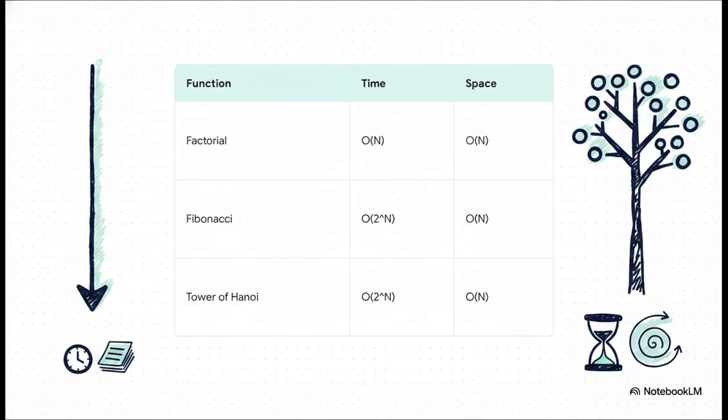But those multiple branching problems, like Fibonacci and the Tower of Hanoi, they literally explode into an exponential time complexity of O of 2 to the power of n, because every single node splits into 2 more nodes. The number of calculations doubles at every step. It really demonstrates how rapidly recursion can scale and become a massive performance bottleneck if you aren't paying close attention.